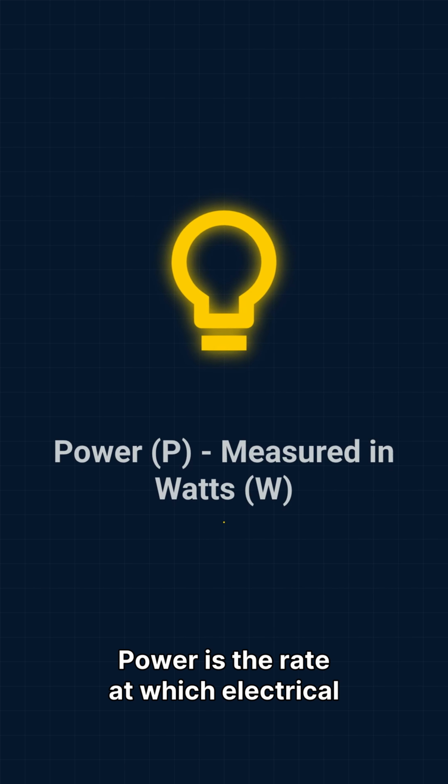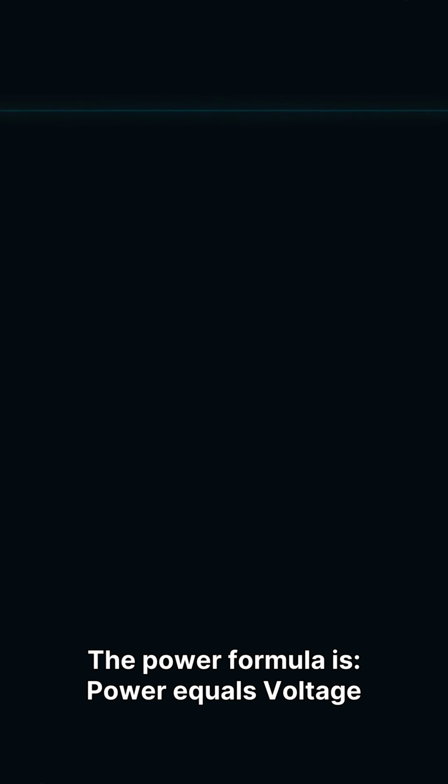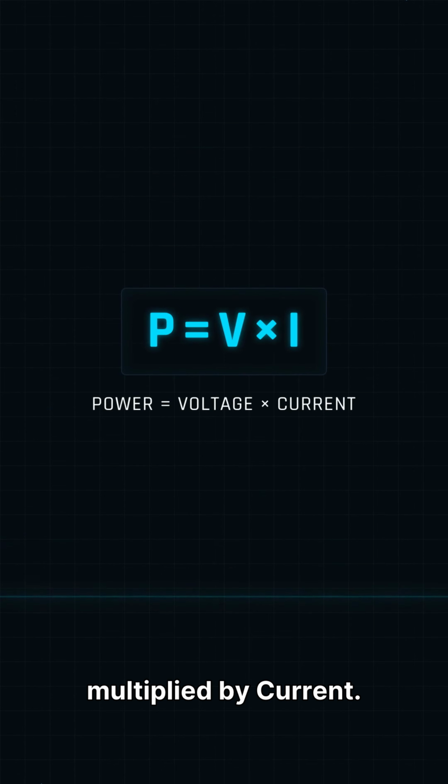Power is the rate at which electrical energy is used or converted. It is measured in watts. The power formula is power equals voltage multiplied by current.